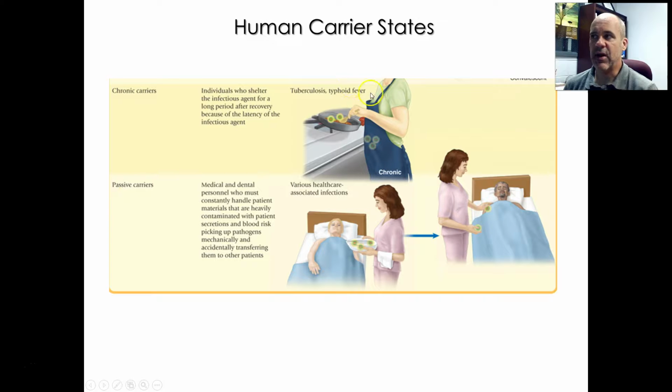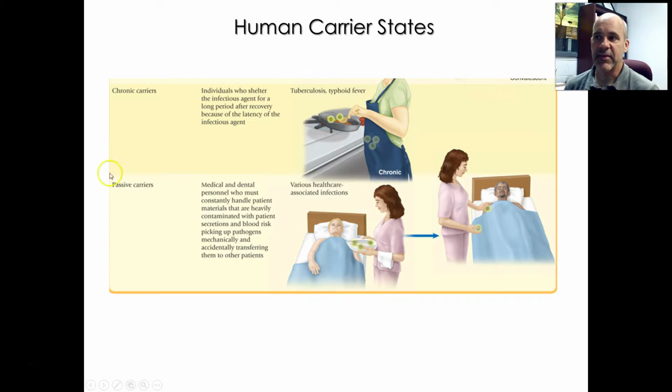Typhoid fever is caused by a type of salmonella bacteria, and maybe you've heard of the famous case of Typhoid Mary in New York. She was a chronic carrier, and she was a cook, which is probably why they show a cook here in this diagram. And so she just continued to shed this organism into the foods that she was preparing for people, and that launched an epidemic of typhoid fever in New York City. So she was called Typhoid Mary.